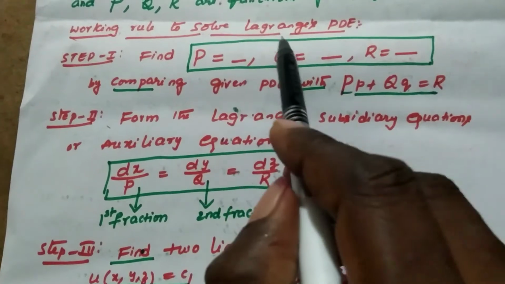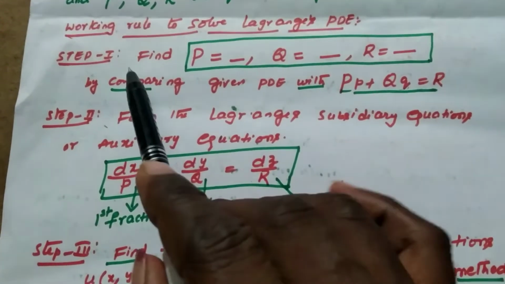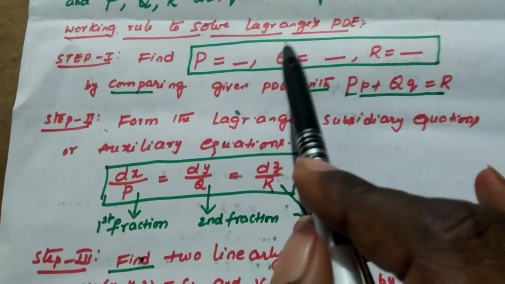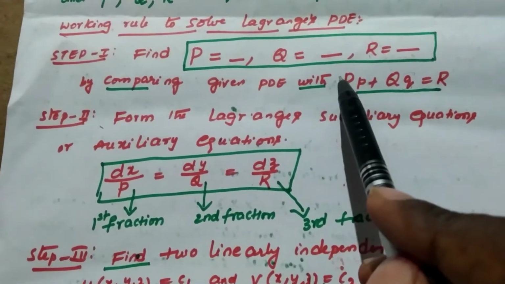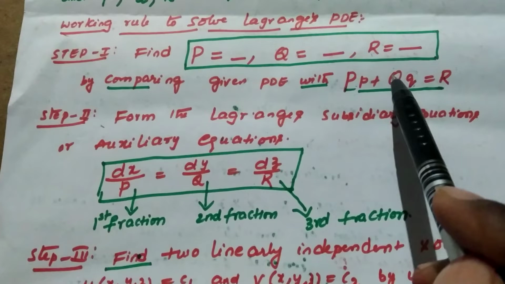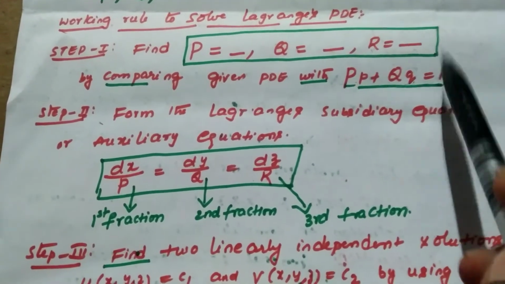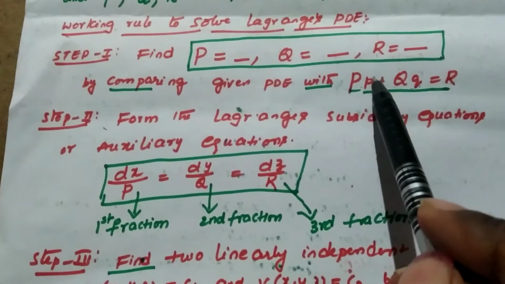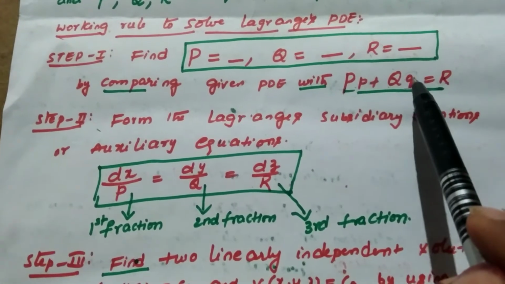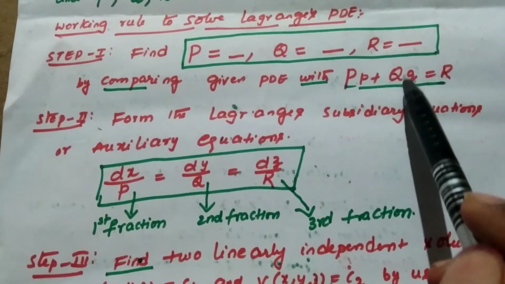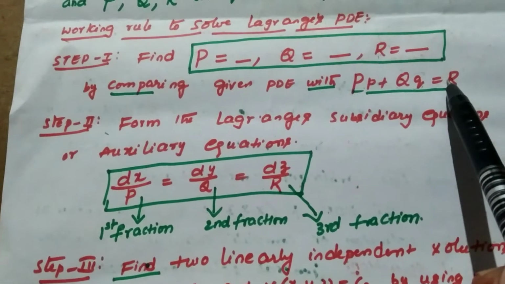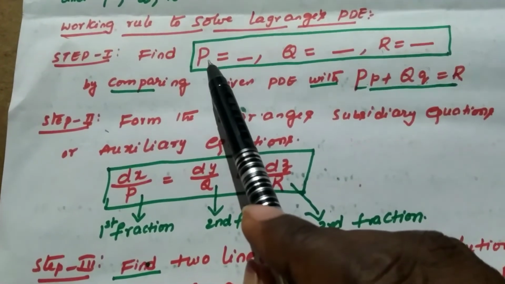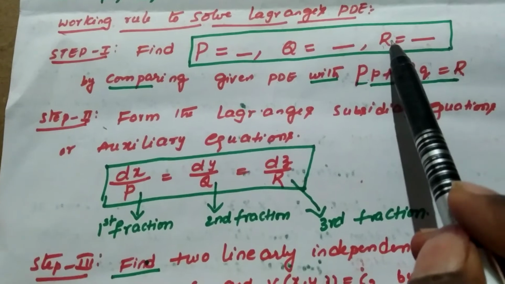Working rule to solve Lagrange's partial differential equation. In the first step, we find the values of capital P, capital Q, capital R by comparing the given PDE with capital P into small p plus capital Q into small q equal to capital R. Here capital P is nothing but the coefficient of small p, capital Q is the coefficient of small q, and capital R is the RHS of the given PDE. That means in the first step we write the values of P, Q, R.